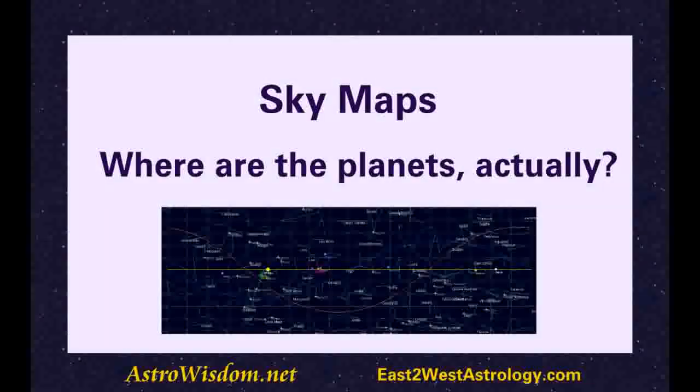We are going to look at some sky maps. These are maps of the actual sky with the positions of the planets and the stars shown on the map.